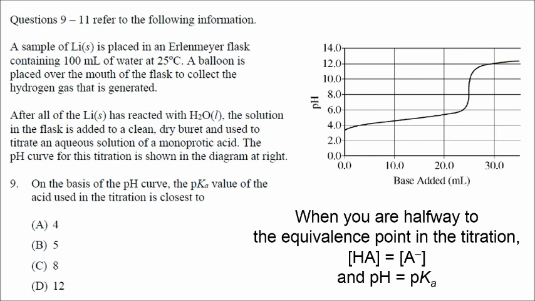Now, when you're at the halfway point, halfway to the equivalence point, the concentration of the weak acid is equal to the concentration of the conjugate base, and pH equals pKa. Looks like the equivalence point was reached at around 25 milliliters. So half of 25 is about 12.5. That puts the pH at approximately 5. So therefore the pKa of our acid is about 5.